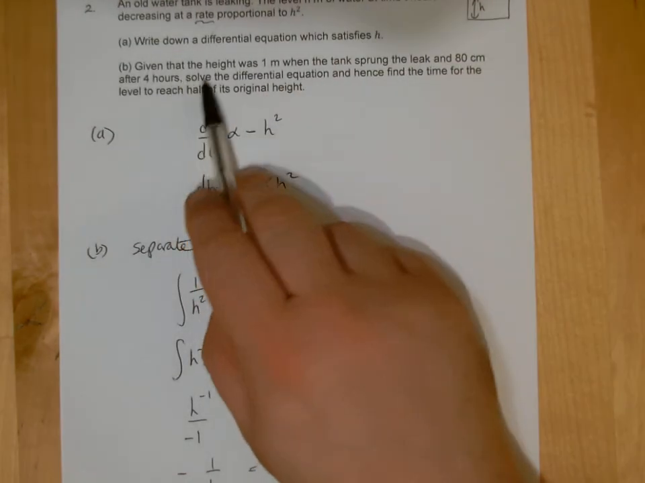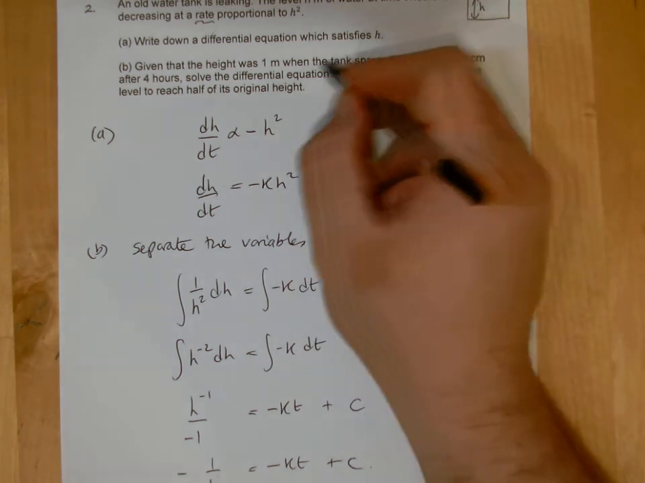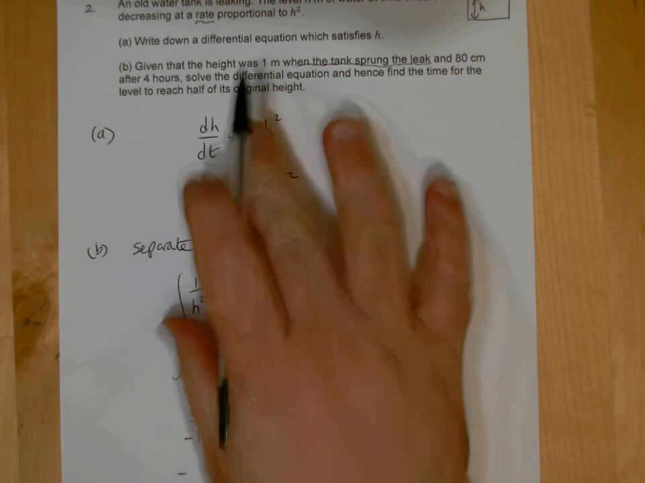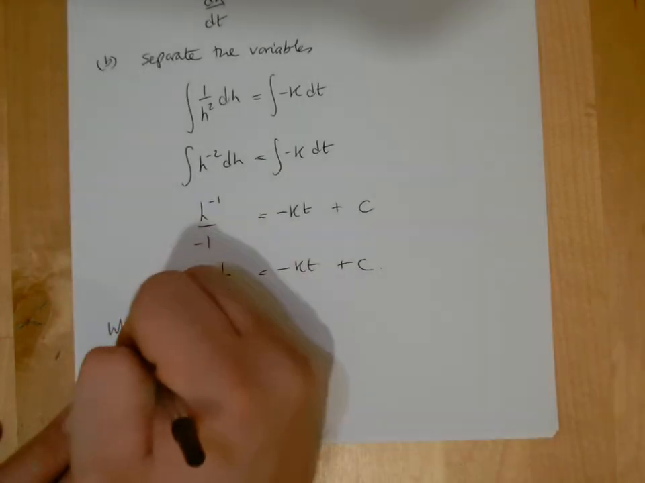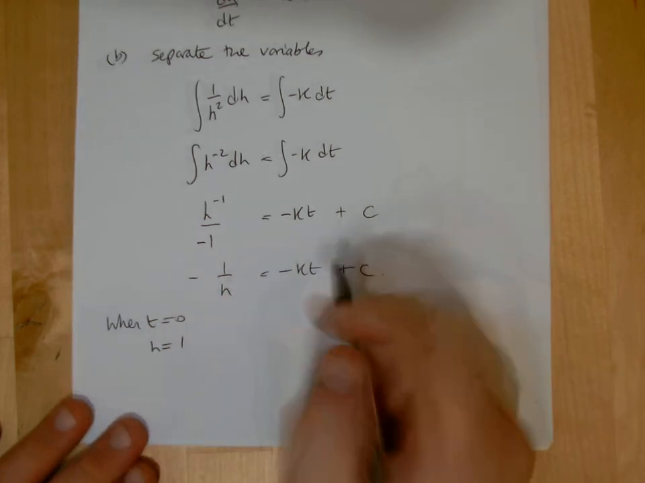It says, given that the height was 1 meter when the tank sprang the leak. So when the tank sprang the leak is at the beginning, when this all starts to kick in. So in other words, when t is 0, h was equal to 1.